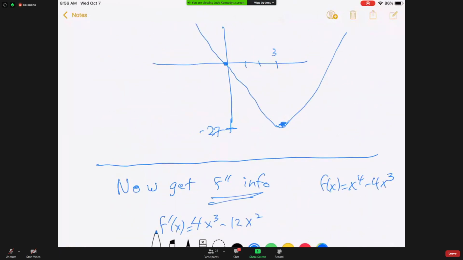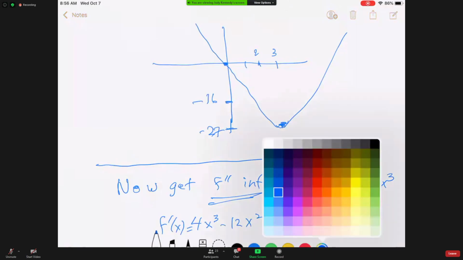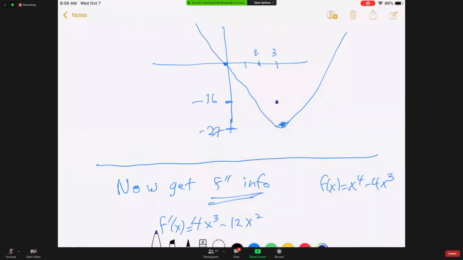Well, I'm going to put 2 on there, and call this minus 16, and maybe I'll color this a little bit different color. How about a nice purple? Oops, nope, not there. And I didn't want to erase. Okay, well, I erased it. Heck, why not? Maybe I'll just erase the whole thing.